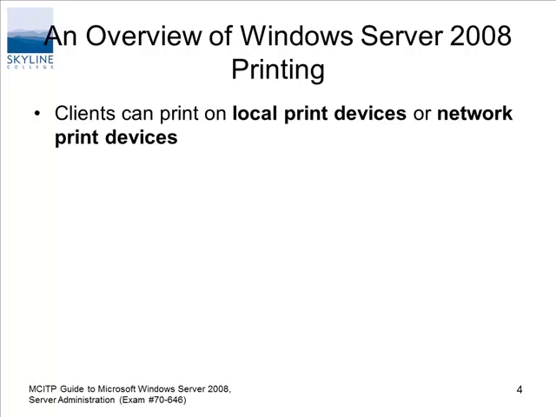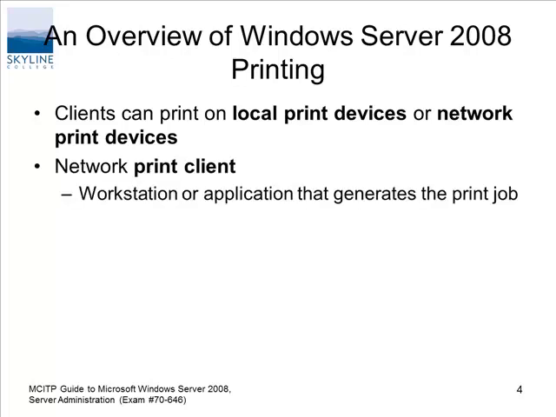Okay. So, local device, at some point, all of these things, even the ones that are directly connected to the network, are going to have a local printer someplace, because something has to manage it if we're going to put it on the network and share it out and manage what goes on it. The network print client is the workstation or application that generates a print job. And the network print client is going to get its driver from the network printer.